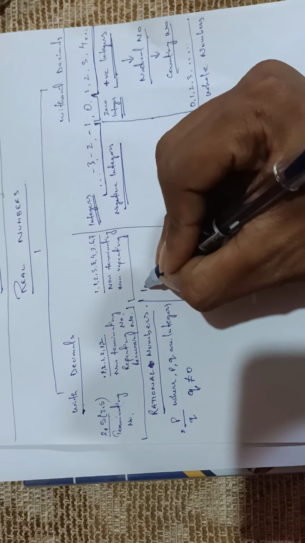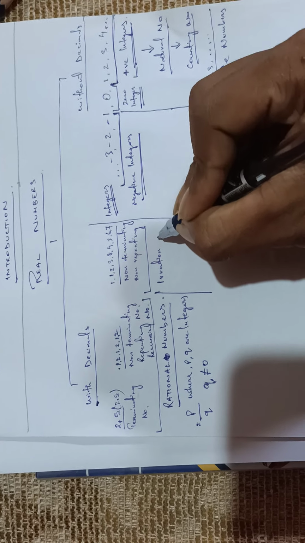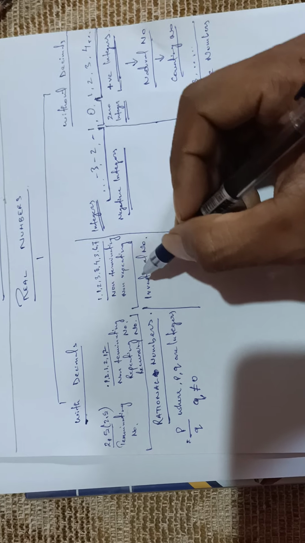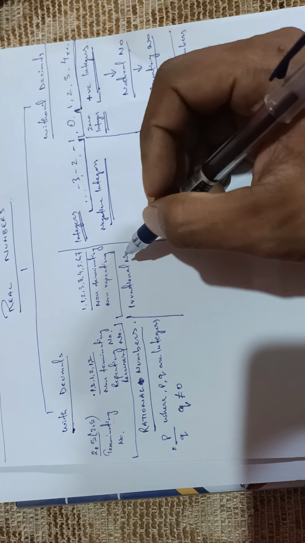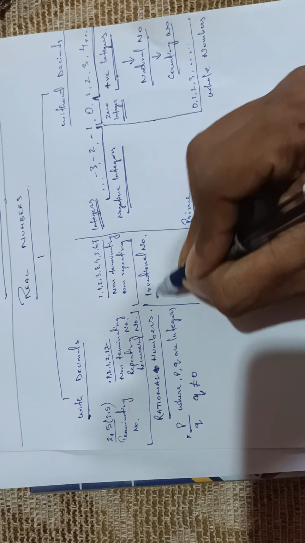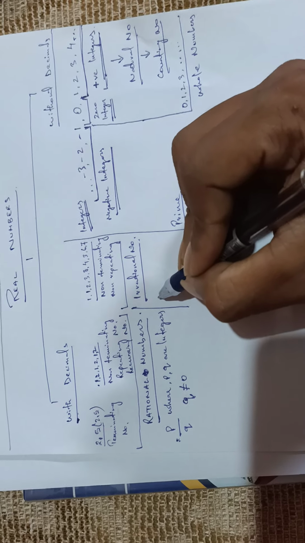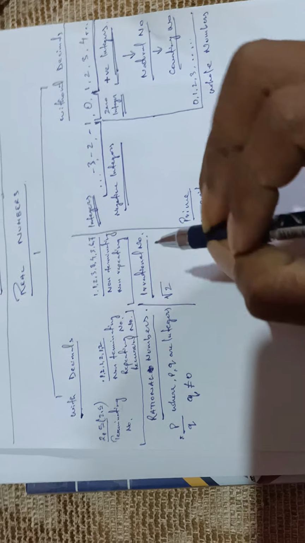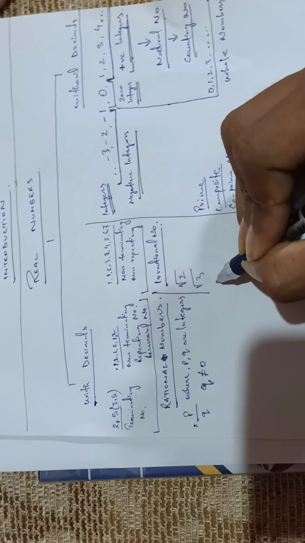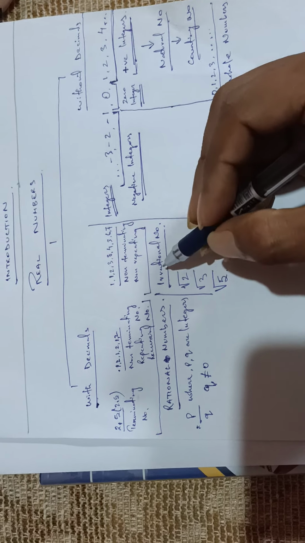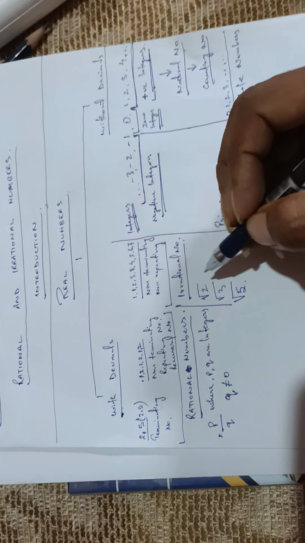Irrational numbers are non-terminating and non-repeating numbers. These numbers are also not perfect squares. As we can see, 2 doesn't have a perfect square root, root 3 doesn't have a perfect square root, and root 5 doesn't have a perfect square root. So we can say the numbers which don't have a perfect square root are known as irrational numbers.